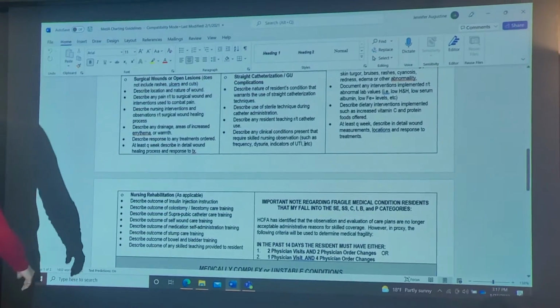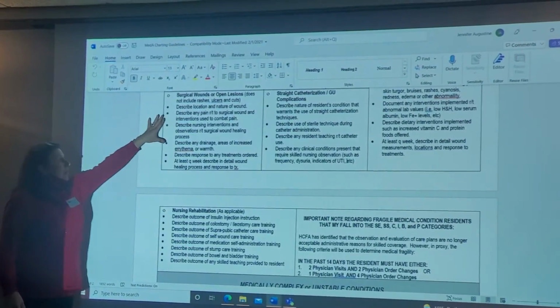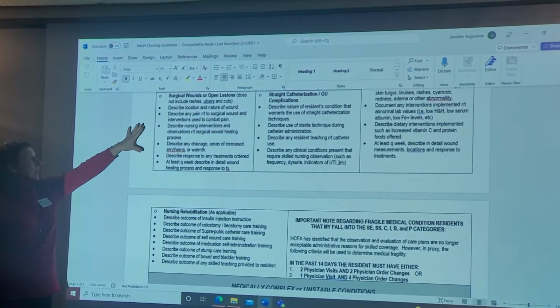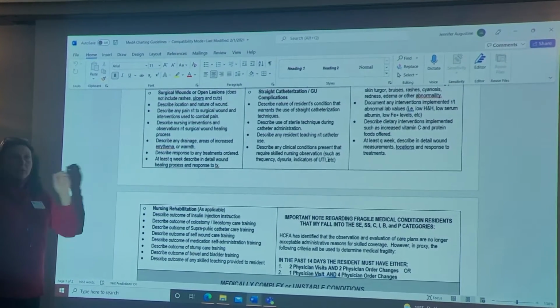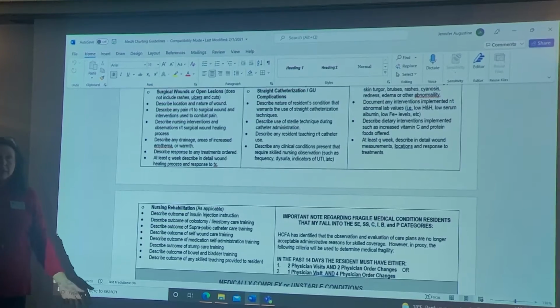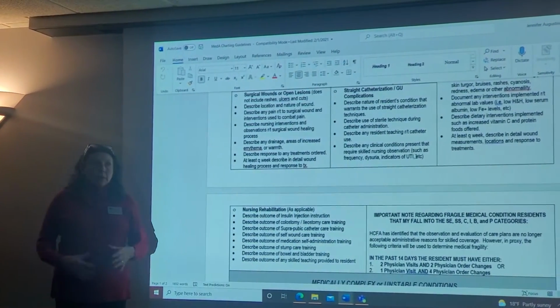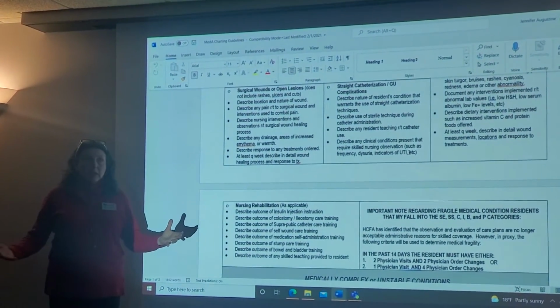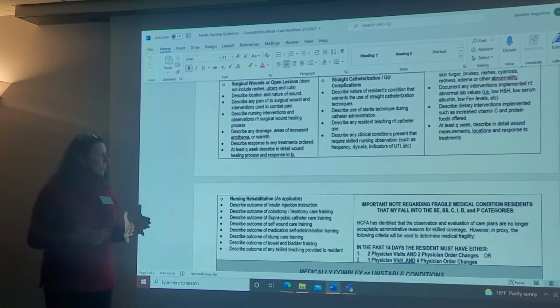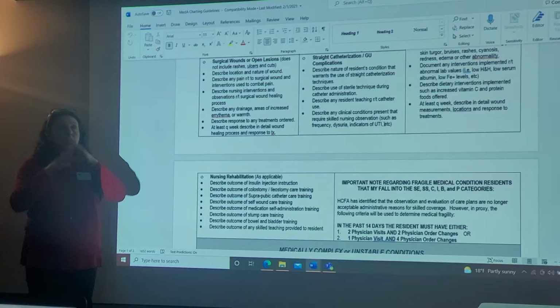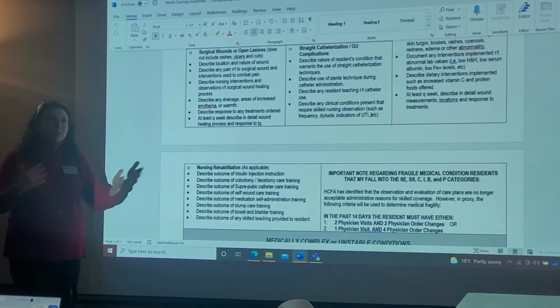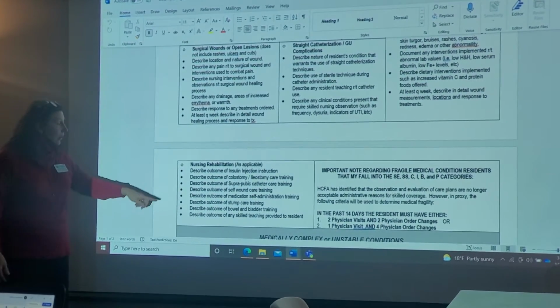Surgical wounds is a good one as far as where's the location, what does it look like, is there any pain, what kind of interventions are you doing, is there any drainage, are they responding the way that we expect them to respond? It doesn't have to be pages and pages of documentation. Focus it on why that person is here. This is a great one right here. I have several examples of different topics and several bullet points so that you can look at it.